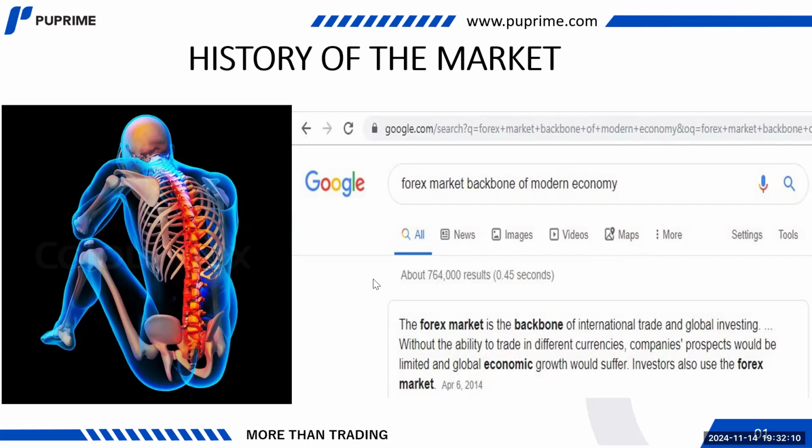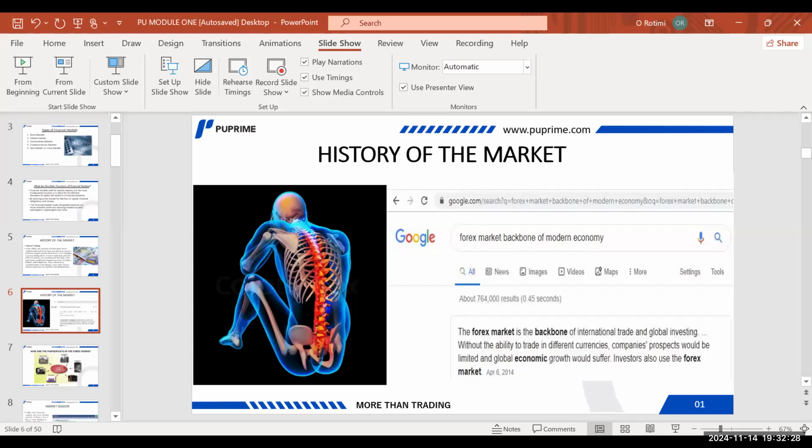Investors also use the forex market. Before any investor goes into a new country, one of the things they look out for is the exchange rate of the country they are going into, because that will determine to a large extent whether they will invest in that country or not. If the exchange rate is not stable, they will not want to invest. So that tells you how powerful and how important this foreign exchange market is, because it's crucial to the global economy, very, very crucial to how we do businesses globally.